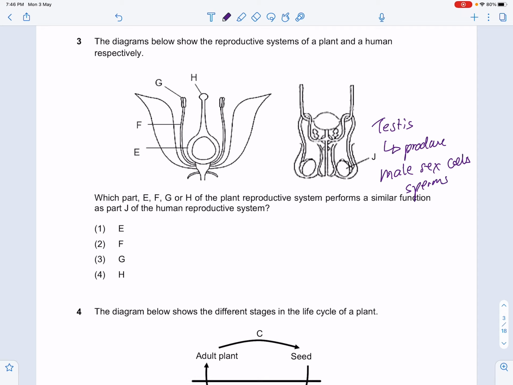And in your plant, the structure that performs a similar function would be G. This is known as your anther, whereby you can find your pollen grains. And in your pollen grains, you will find your male sex cells. Just to revise very quickly on a few structures, H is the stigma, where your pollen grain is supposed to go during pollination. So very straightforward, this answer will be G.